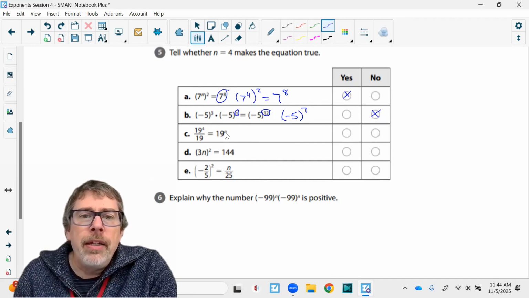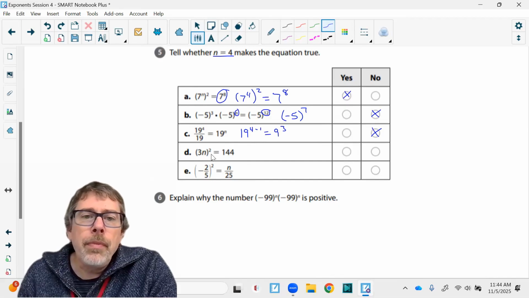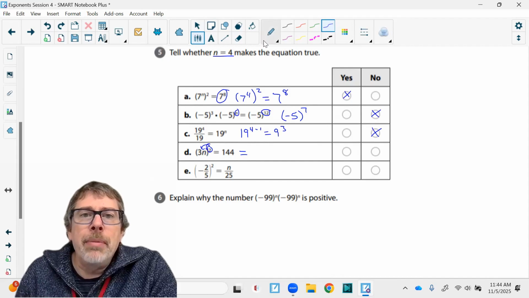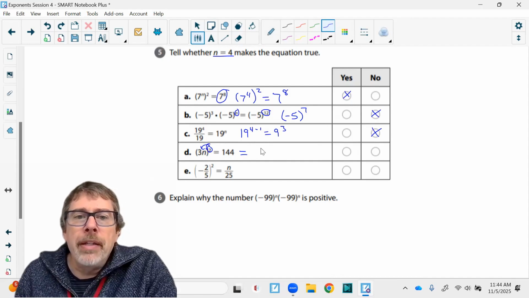Okay, so if I put n here as 4, 19 to the 4th divided by 19 to the 1 is 19 to the 4 minus 1, which equals 19 to the 3rd. And if I make n 4, that is not 3, so it's no. In this one here, don't forget, you have to distribute it to the number as well as the variable. So what I could do is take 3 times n, which n is 4, and just make this 12 squared, and that does equal 144, so that's a yes.